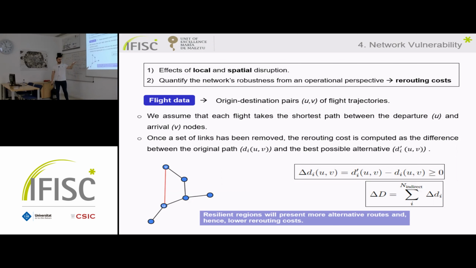Integrating over all the flight trajectories of an entire AIRAC cycle, we obtain the capital D, which represents the global rerouting effect of eliminating or deactivating a set of links. So resilient regions will tend to present more alternative routes and therefore lower rerouting costs.